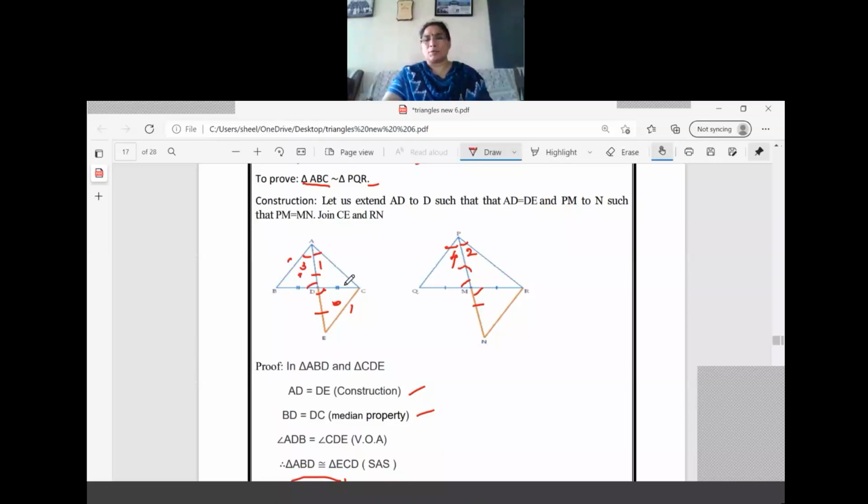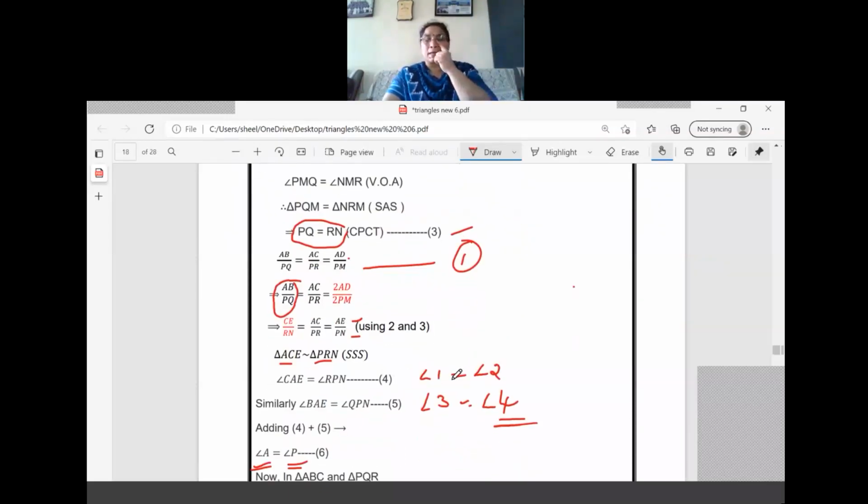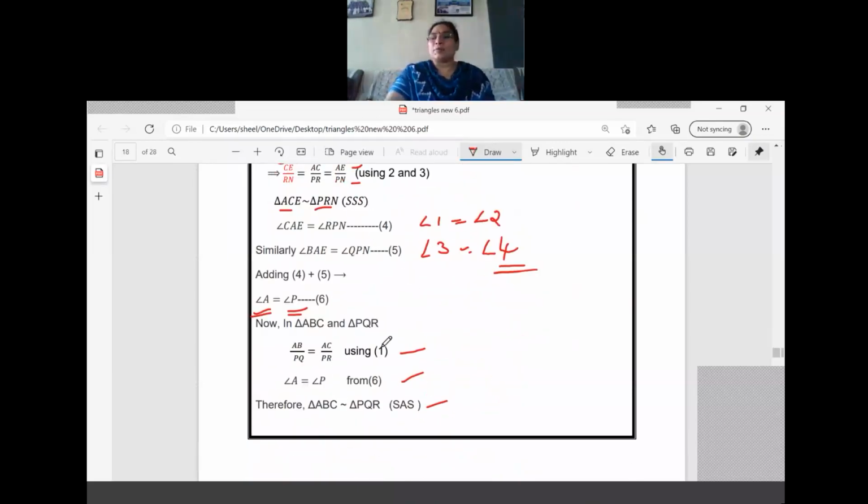Now we are adding both the angles 1 and 3. If we add, see the diagram, what is the total angle here? It is angle A. Similarly, angle 2 and 4, if we add, what is the total angle there? Angle P. So with this, we can write that the included angles, angle A and angle P, are equal. So what is the result? Triangle ABC is similar to triangle PQR by SAS. Only this question is left from this exercise. The remaining all we have solved.